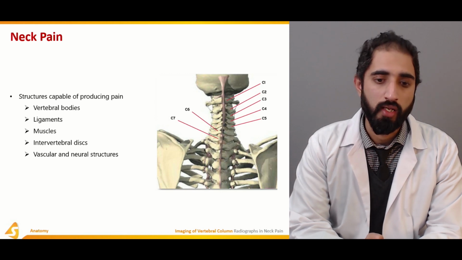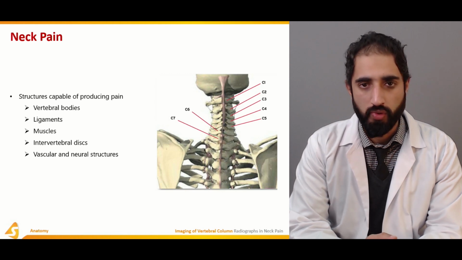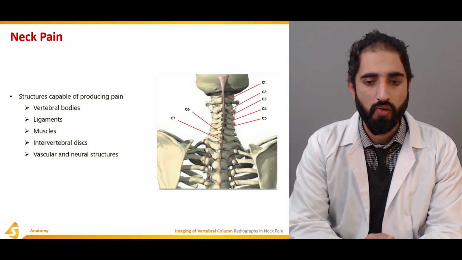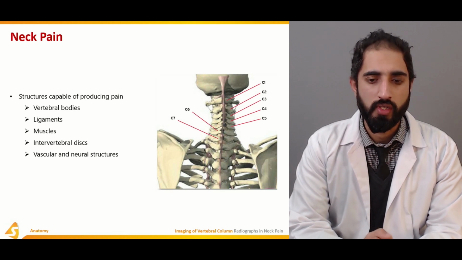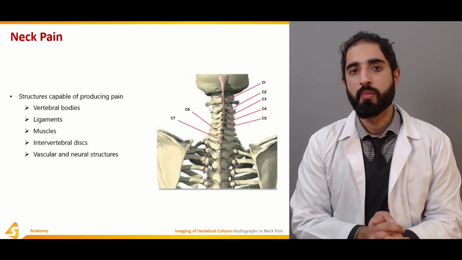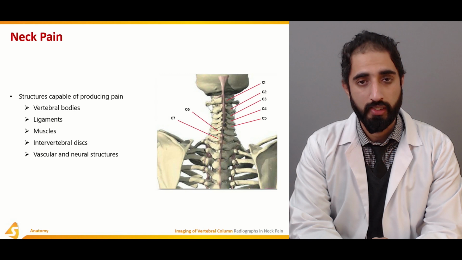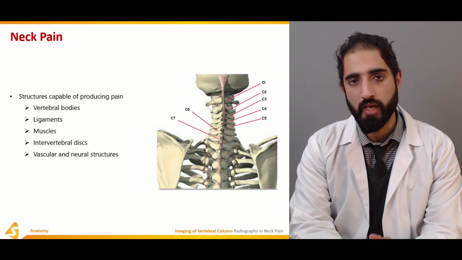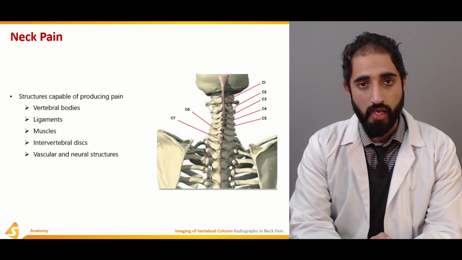And ligaments, for example, there can be increased laxity due to a whiplash injury or a trauma, or even because of an awkward posture, prolonged awkward posture, and working habits, etc. Muscles are very commonly involved, and both the active tone and the passive tone components of the muscle can be responsible for neck pain, and they can even result in tension headaches.